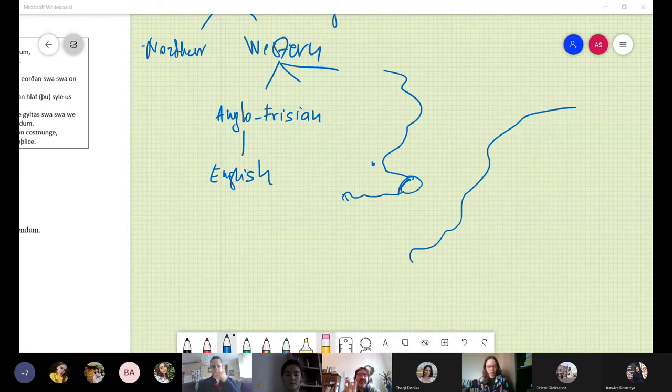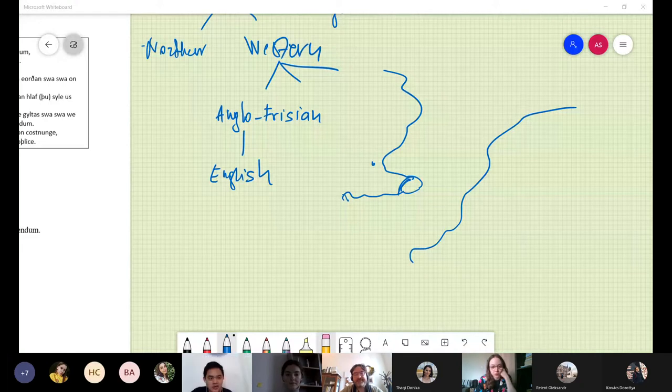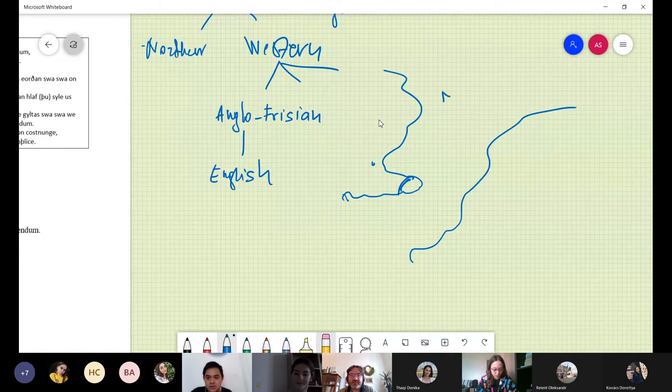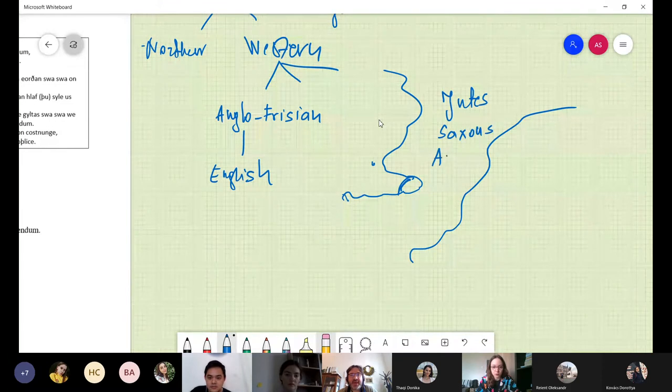Does anybody know the names of the three Germanic tribes that decided to settle on the British Isles? Any ideas? I think it's the Angles, the Saxons, and the Jutes. Yes, exactly. So what you actually have are the Jutes, the Saxons, and the Angles, right? They are not angels, right? They are Angles. Yes, that's right.